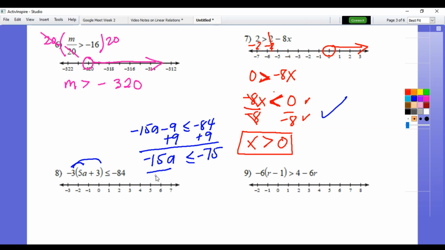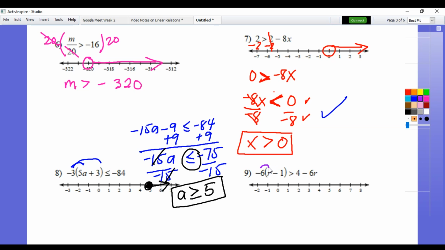Then I will divide by negative 15, negative 15. Again, I'm dividing by a negative number, so I know this will flip the inequality sign, and 75 divided by 15 is going to be 5. Go to 5 here, there's 5, closed, pointing to the right side.